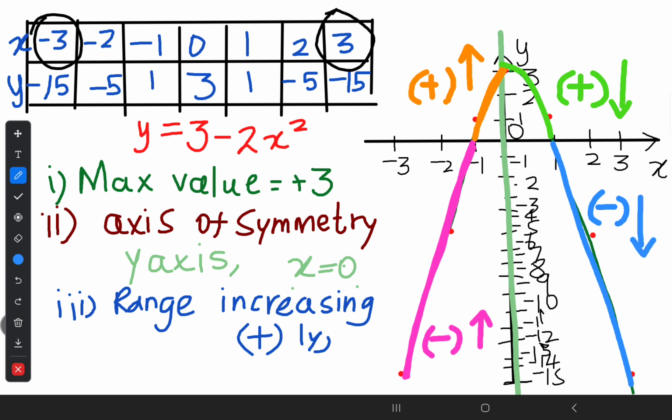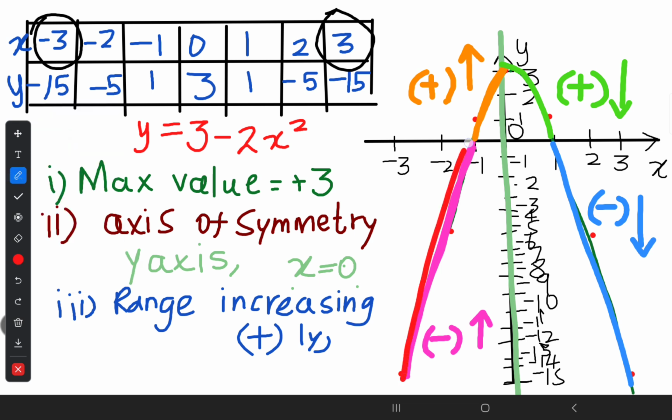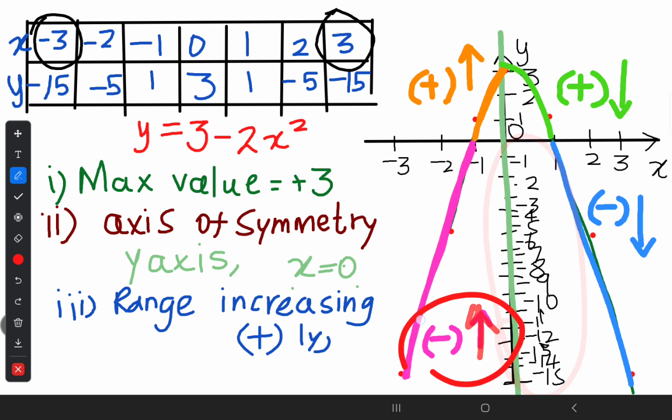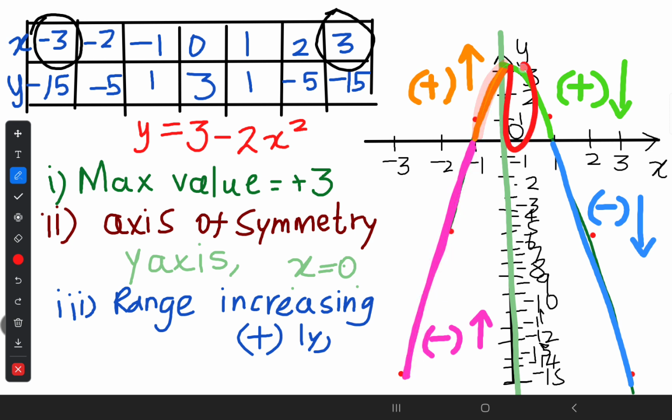There are 4 different regions in the same graph. We analyzed all of them. What would it be? First one, negatively increasing. All the values are negative but increasing. So negatively increasing region here to here, here to here, and here to here. All the values are positive and increasing as well. And here all the values are positive but those are decreasing.